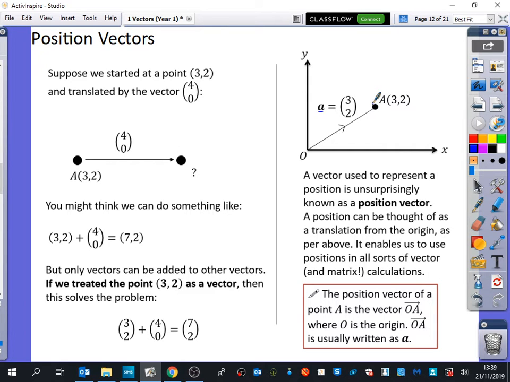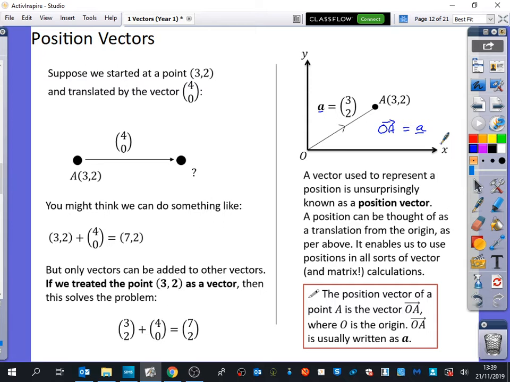Matrices is something that you either do in further maths, or if you ever do anything like engineering or computer science, you would do those kinds of calculations at university. So the position vector of a point A, a capital letter A is used to say that it's a coordinate, is the vector OA, where O is the origin. OA is usually written as just A underlined. So you don't actually have to say that this position vector is OA. We can actually just say that it is the position vector A like that.